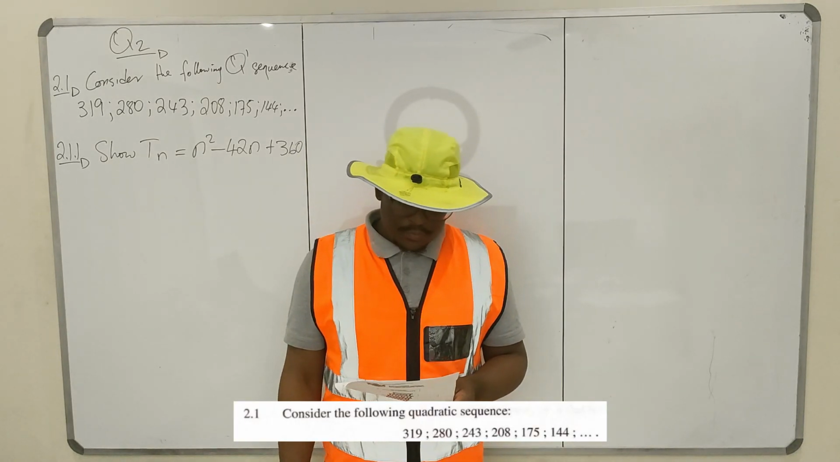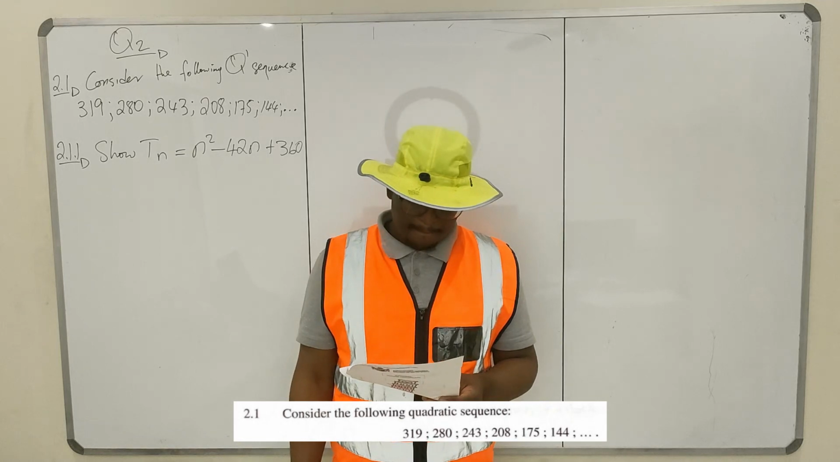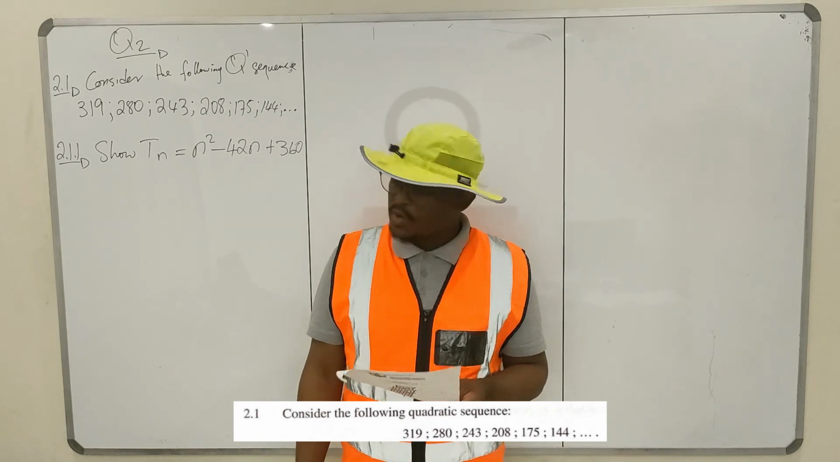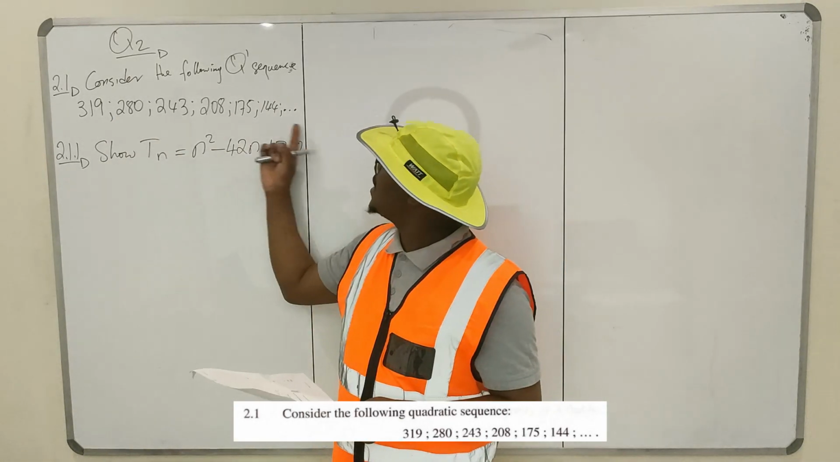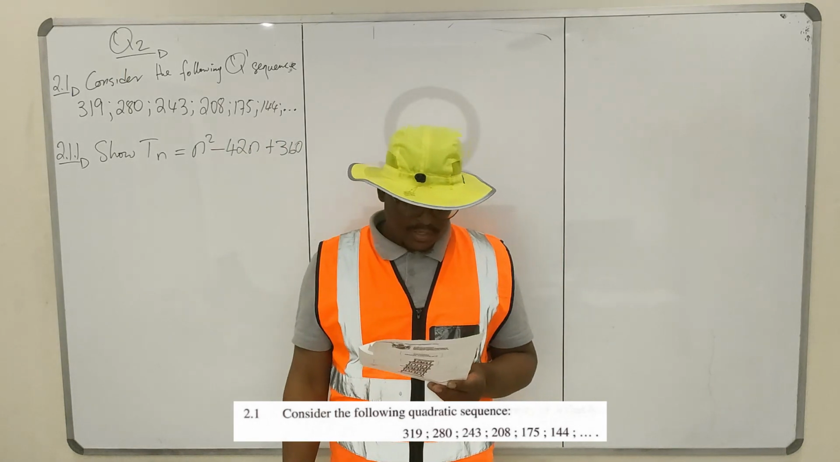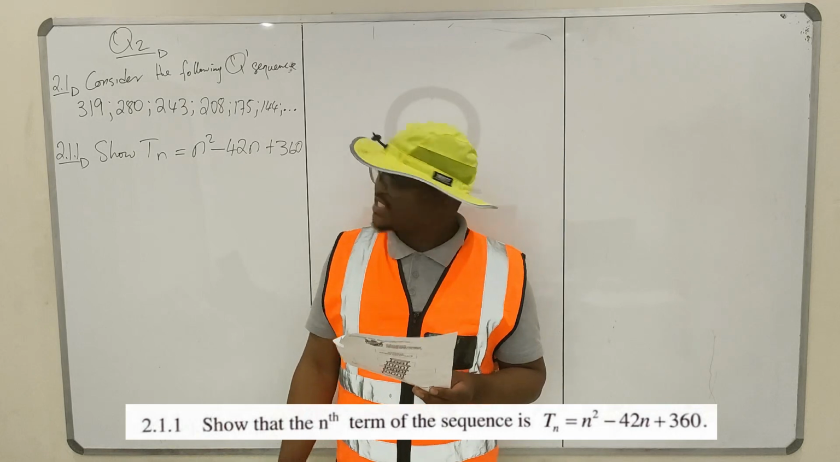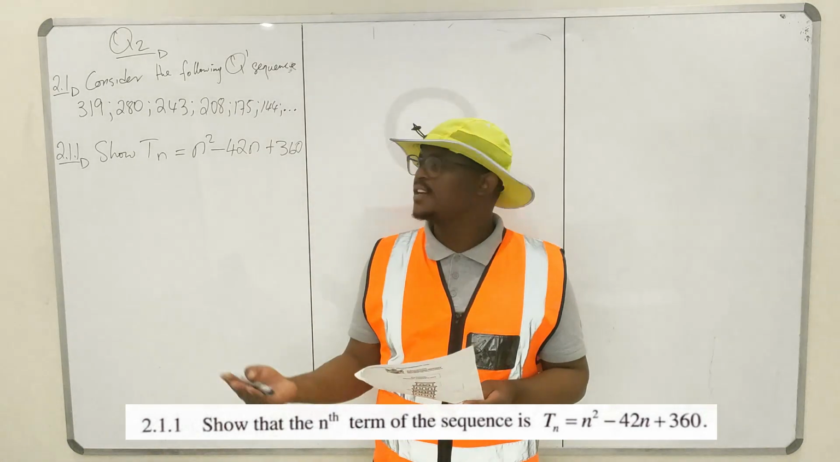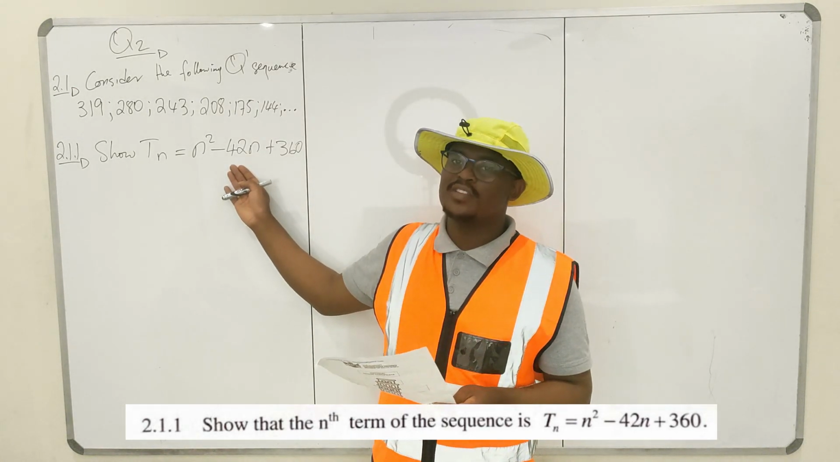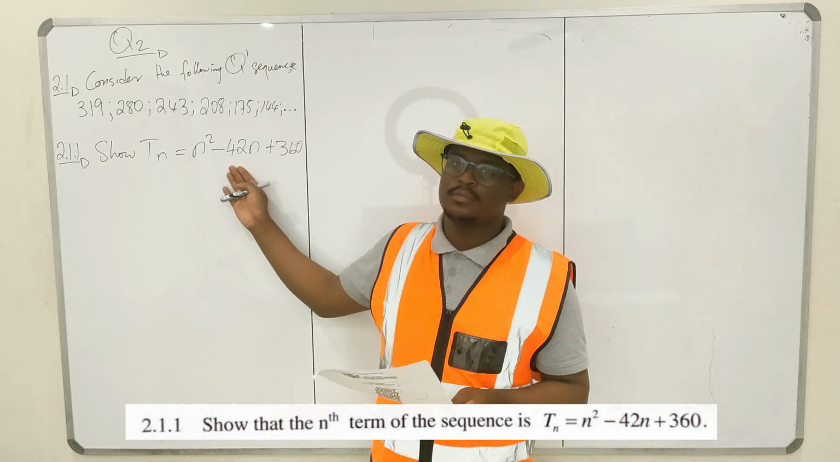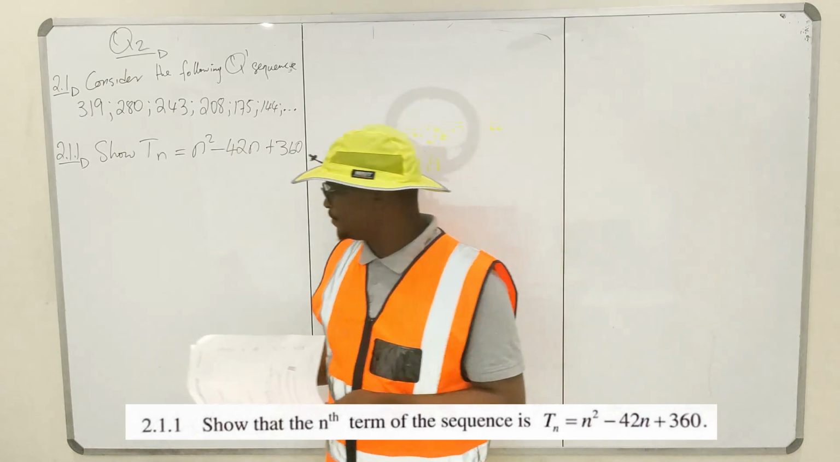2.1 reads as follows: consider the following quadratic sequence. So you're given this quadratic sequence here, right? They are saying show that the nth term of the sequence is this one. They want us to show that the general term of our sequence is this one, the nth term, the general term.